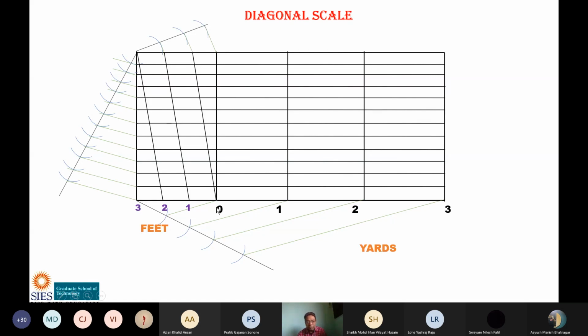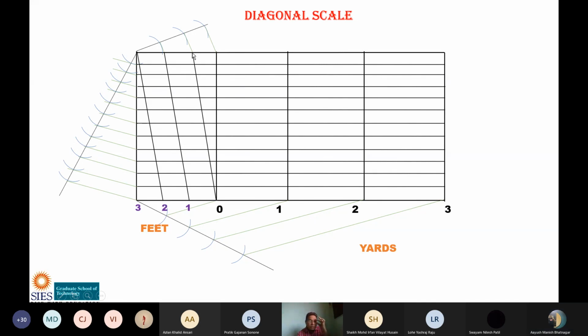Now this 1 yard from this black 0 to purple 3 is divided into 3 feet because एक yard में कितना feet आता है? 3 feet आता है. So how I have divided that you have understood. ये कैसे divide करना है तो पता है. So this is representing how much? 1 foot. Again 1 foot. Again 1 foot. तो 3 foot हो गया, 3 feet हो गया.